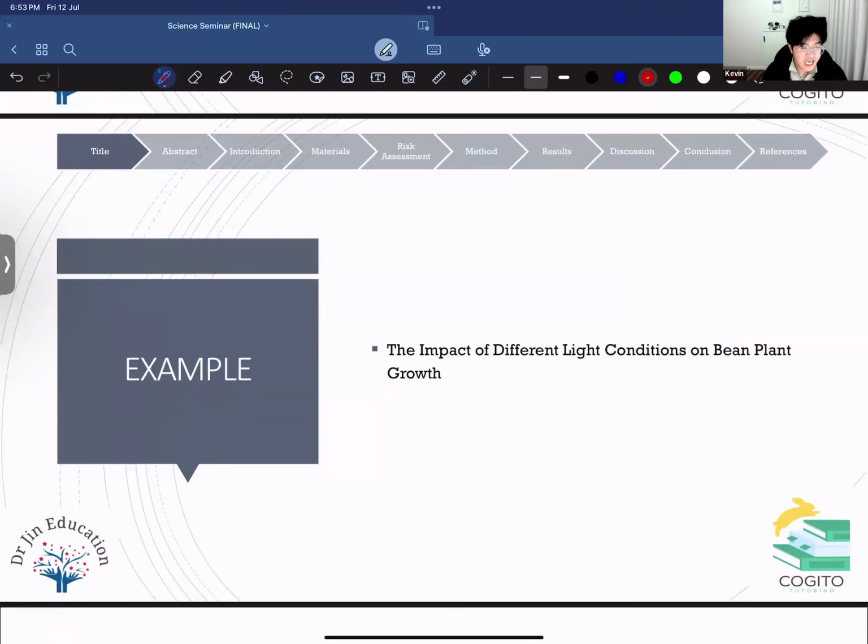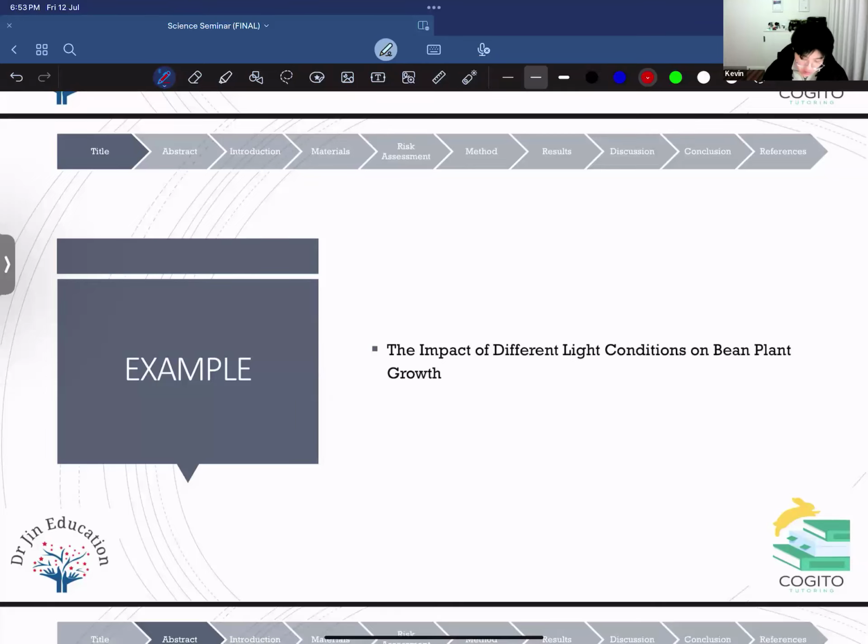Now let's have a look at this. The impact of different light conditions on bean plant growth. So this one is pretty decent. First of all, it's clear and specific. It doesn't use too many words. What else? It actually tells me what plant I'm using, the bean plant.